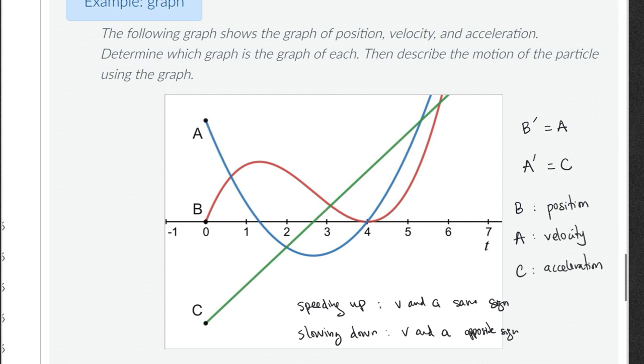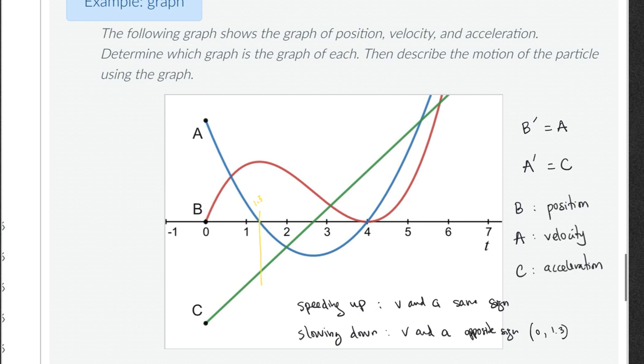From 0 up to this point, we see that the velocity and the acceleration have opposite sign. So this looks like 1.3, for example, or 1.4. And so we say that the particle is slowing down on the interval 0 to 1.3.